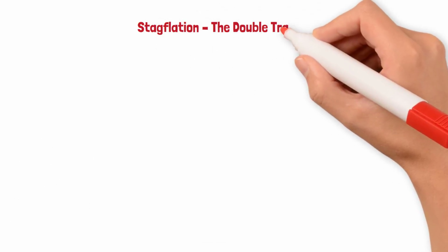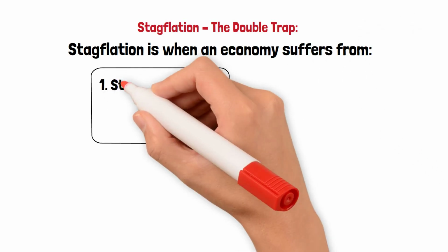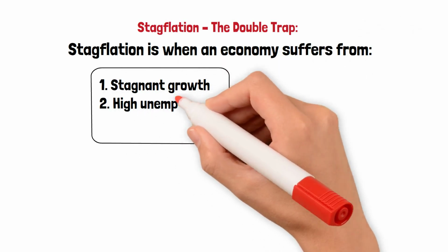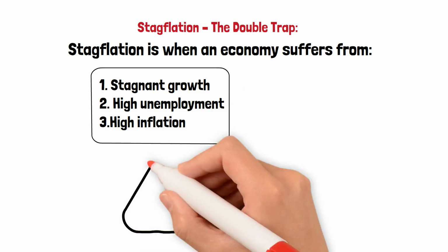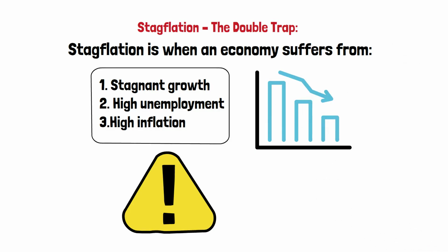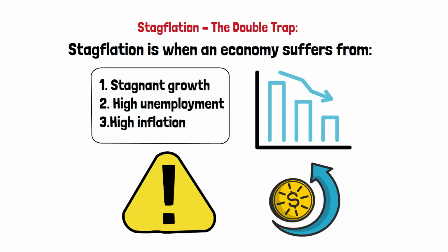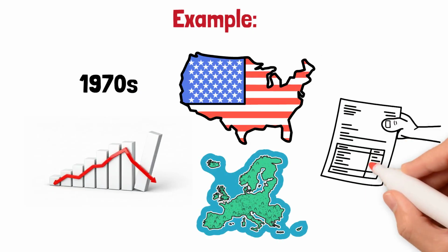Stagflation, the double trap. Stagflation is when an economy suffers from 1. Stagnant growth, 2. High unemployment, 3. High inflation. This combination is rare but dangerous because the usual recovery tools, like lowering interest rates, can make inflation worse. Example: in the 1970s, oil price shocks triggered stagflation in the US and Europe, creating one of the toughest policy challenges in modern history.